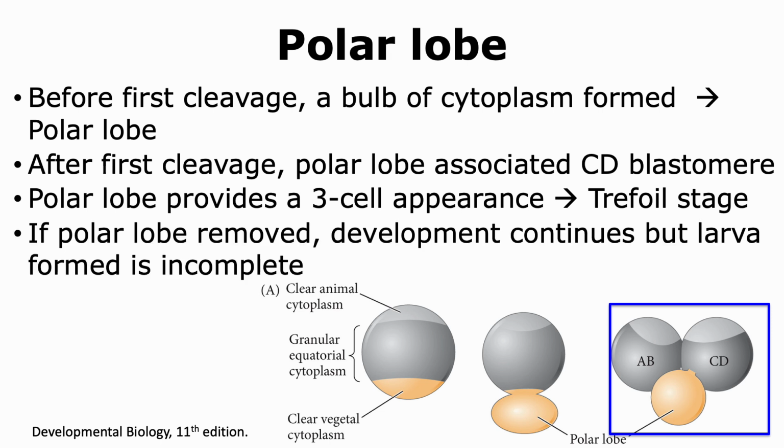Now, if the polar lobe is removed, the development can continue, but the larvae that are formed show incomplete development. And so it is now thought that the polar lobe has certain mRNAs and proteins that play an important role in development.